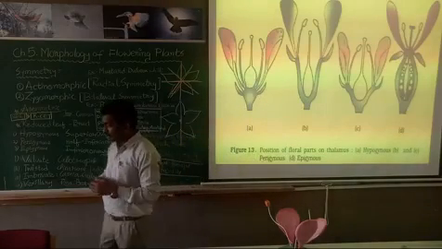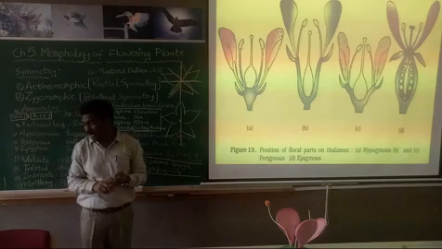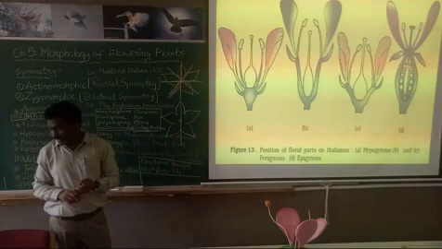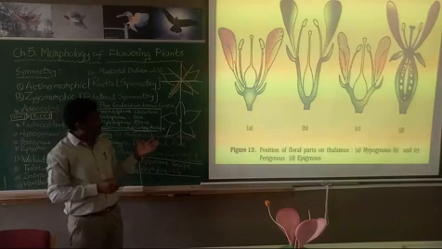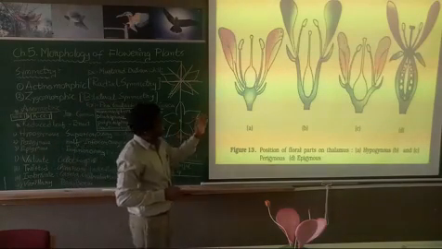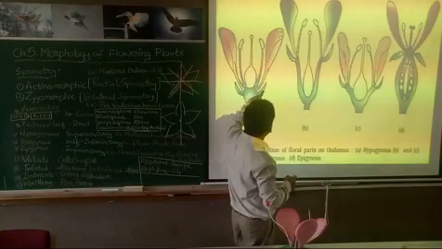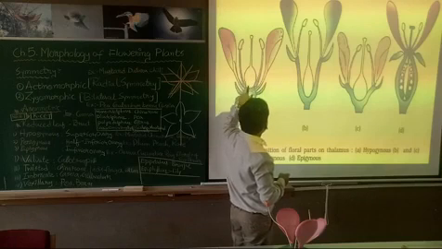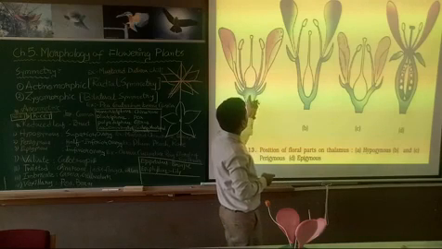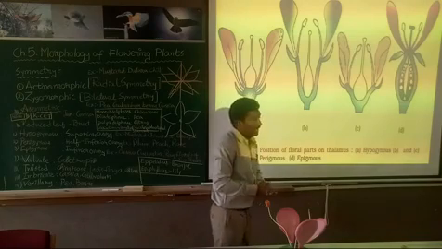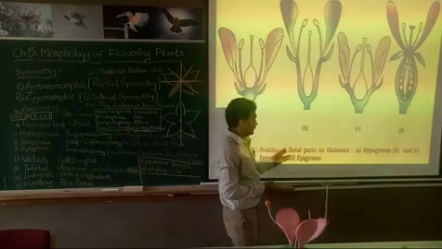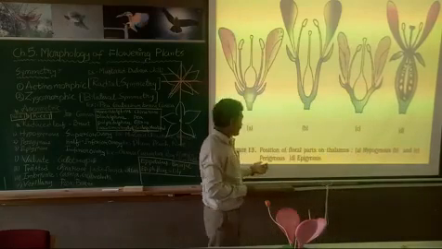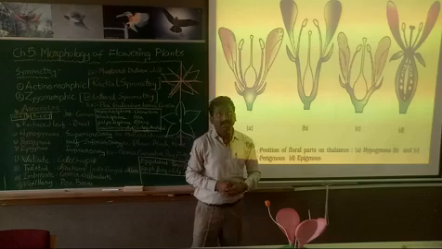So based on the position of calyx, corolla and attached androecium, and even with respect to the ovary on the thalamus. Here you can see calyx, corolla, androecium, gynoecium. They are present on the thalamus. With respect to the position of ovary, they are divided into 3 categories: hypogynous, here you can see the first one, second one perigynous and third one epigynous.